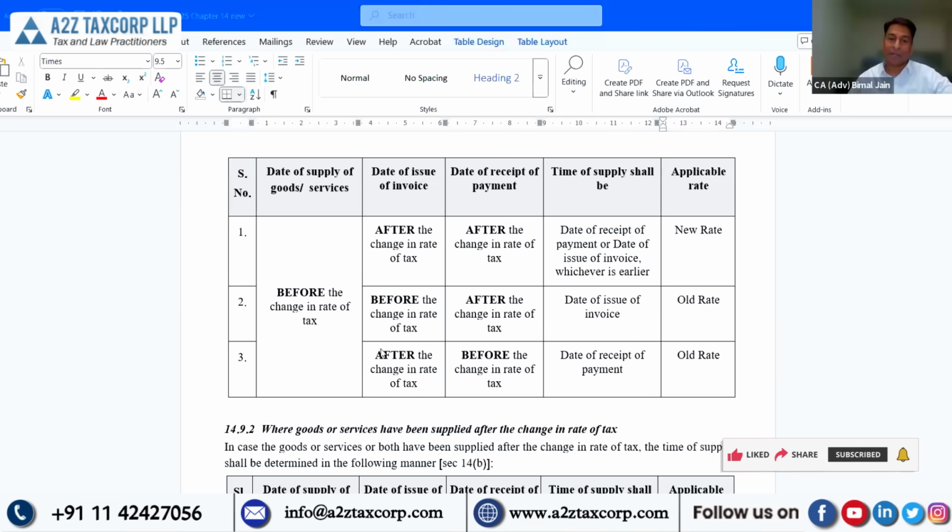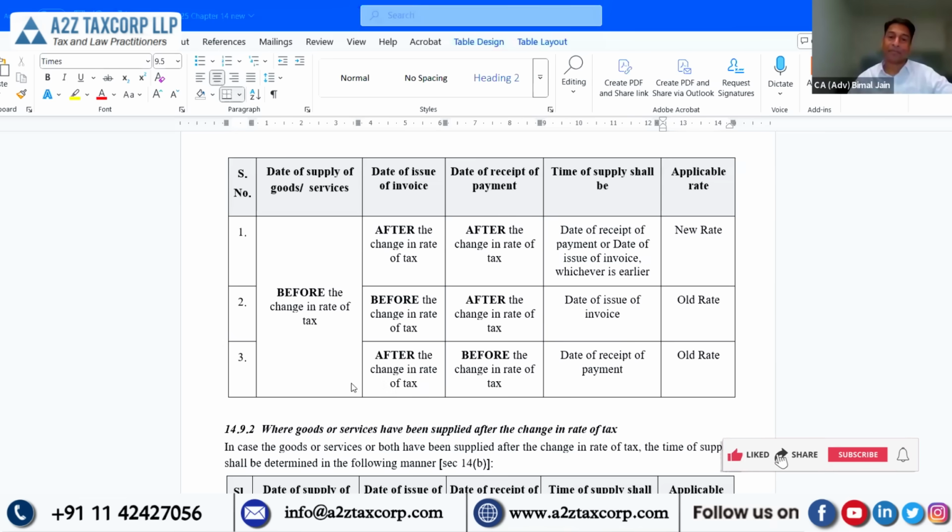Second situation: you are supplying prior to 22nd September and your invoice is also prior to 22nd September, but payment is received after 22nd September. So 2 out of 3 are prior to 22nd September, the old rate is applicable, and the time of supply would be the date of issue of invoice. This is what you must keep in mind for this transition period when there is a change in GST rate, reduced rates of 5% and 18% with 40% for sin and luxury goods. So this table is very important for you to take note of.